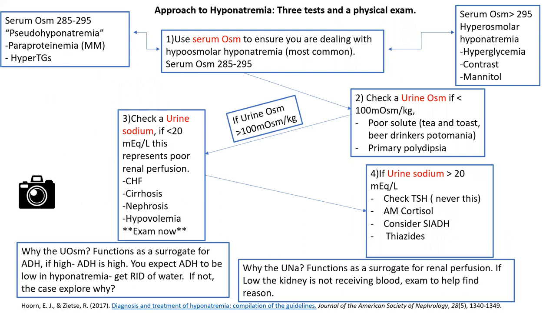The way that this is usually taught, it uses the volume exam initially to make your decision. But what we're going to do is use three tests and a physical exam at the end, and we're going to diagnose all of hyponatremia. There's a lot of nuance to this. It's sometimes not this straightforward, but we need to have an approach, at least initially, okay?